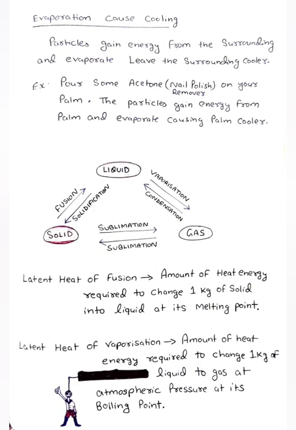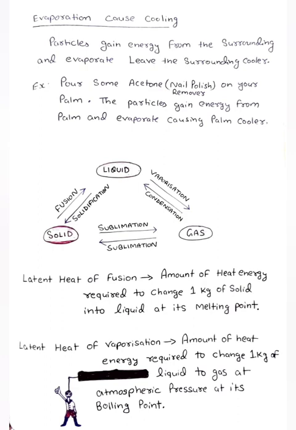Pour some acetone nail polish remover on your palm. The particles of this nail polish remover gain energy from your palm and evaporate, making your palm cooler. It takes some energy from your palm and it leads to a cooler palm in comparison to earlier. In this chart, you see the different states of matter and the processes through which it changes its state into solid, liquid, gas, and vice versa.